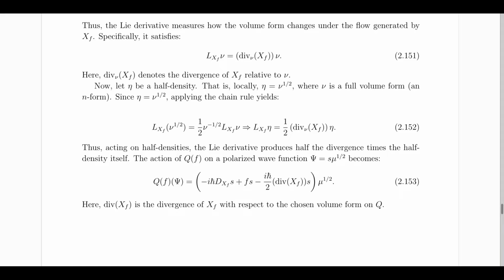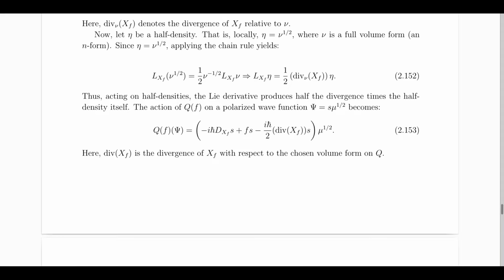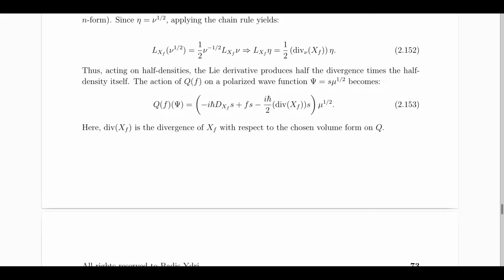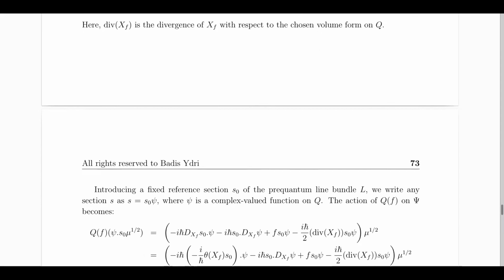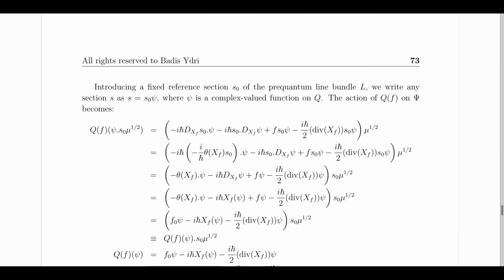The result is a modified quantum operator, one that includes the classical observable, a derivative term, and a correction proportional to the divergence. This extra term can be viewed as a normal ordering adjustment, a familiar concept in quantum field theory.